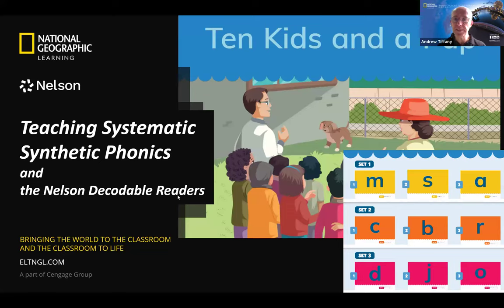And today we're going to be taking a look at teaching systematic synthetic phonics and the Nelson decodable readers. We'll talk more about those things as we go.